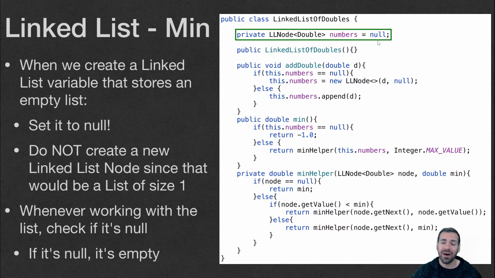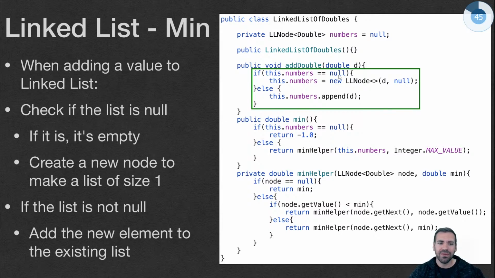That means in all of our methods, we're going to have null checks. We're going to check if this dot numbers is null. If that's the way we're representing an empty linked list, we need to check for that. If numbers is null, that means we have an empty linked list. In the case of adding a double, we want to append to the end of the list. We have to do one check. We have to check if numbers is null. If it's null, it's empty, there's nothing there.